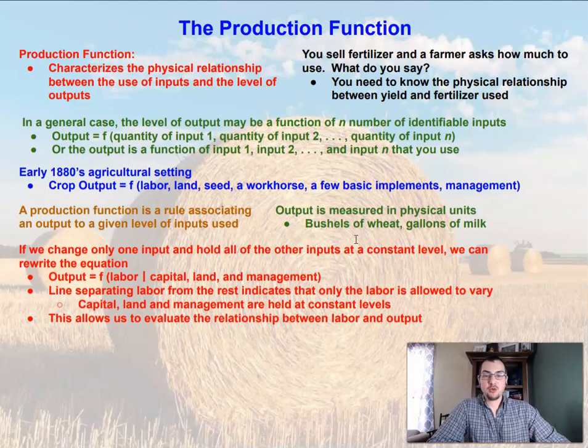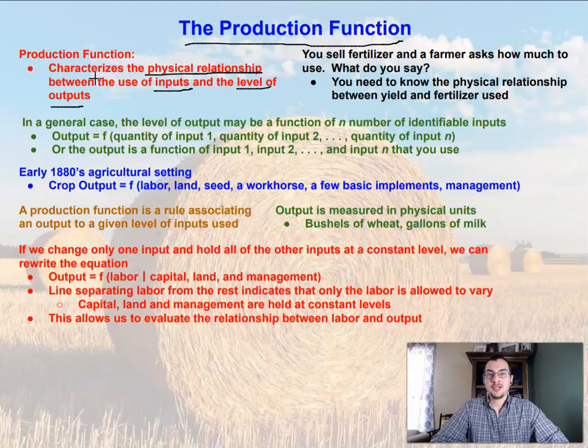So in the last video, we introduced this little topic known as the production function. So what exactly is a production function? Well, the production function characterizes that physical relationship between the use of inputs and the level of outputs. Basically, what the production function is going to do is take the level of inputs that we're at and tell us how much output we're going to get. And there's a technical relationship there between the amount of inputs and the amount of outputs.